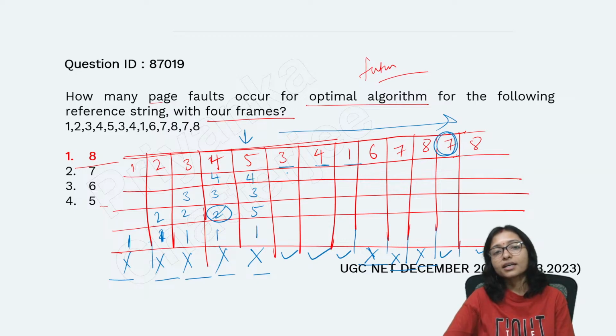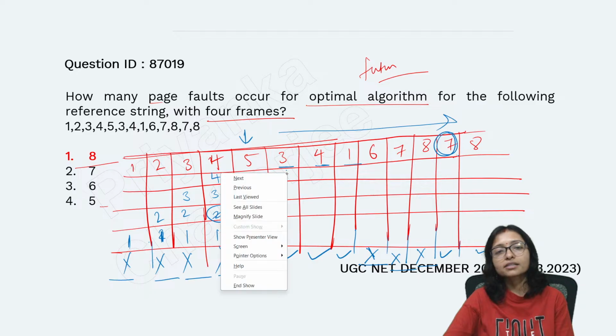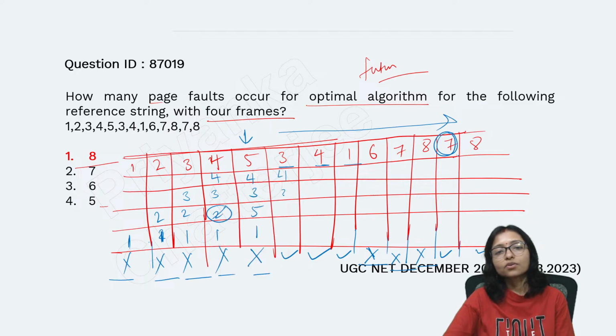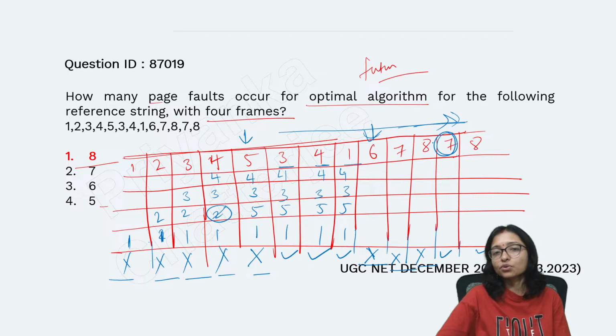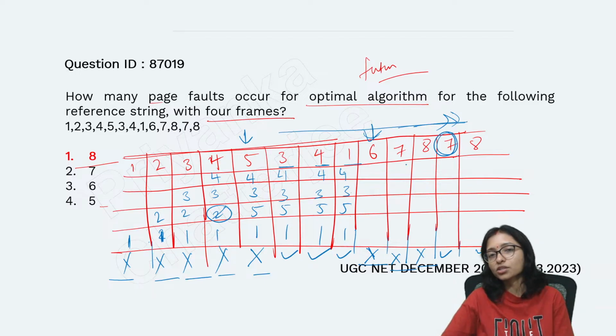After that it will be the same, that is 4, 3, 5, 1. It will be the same 4, 3, 5, 1. It will be again the same 4, 3, 5, 1. Now whenever 6 is coming, you will think about the future. Which one is not coming in the future? Actually, out of this 4, 3, 5, 1, any one of these is not coming.